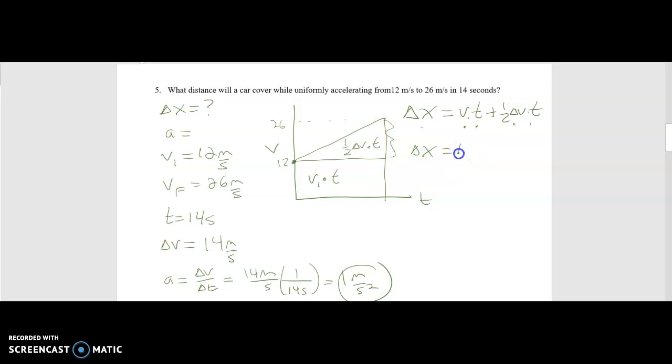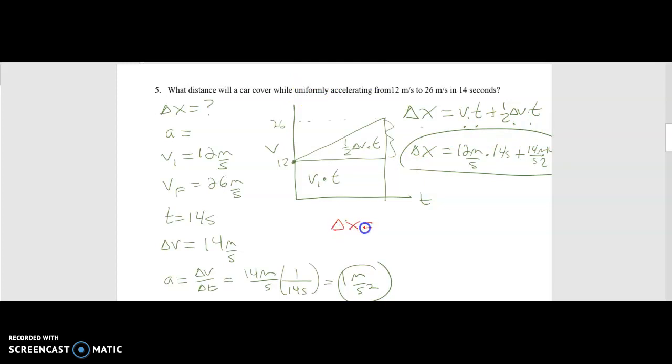All right, so let's plug and chug. Our initial velocity is 12 meters per second times the time, which is 14 seconds, plus change in velocity times time over 2, so that's 14 meters per second times the time, which is 14 seconds, and we're going to divide that by 2. If this is ugly, I apologize because it's not really fitting on the page here, but let me rewrite all this down here a little bit more cleanly. I'll do it in a different color so we can see what's going on.